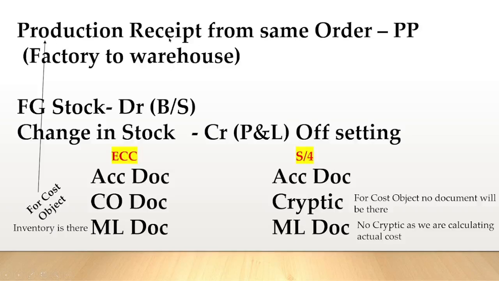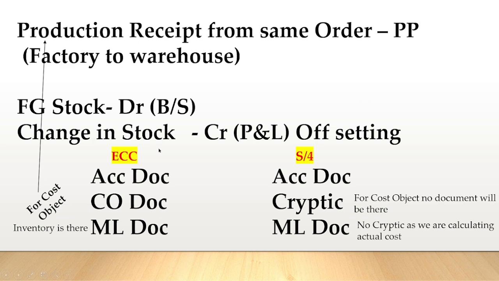Next, we will get the production receipt from the same order. First, we created the production order. From that production order, now we received the production output. For example, 20 units. We got 20 units. Those 20 units we transferred from factory to warehouse. What is the accounting entry here? FG stock debit. This is balance sheet category. Change in stock is credit. This is P&L category. Basically, this is an offsetting entry.